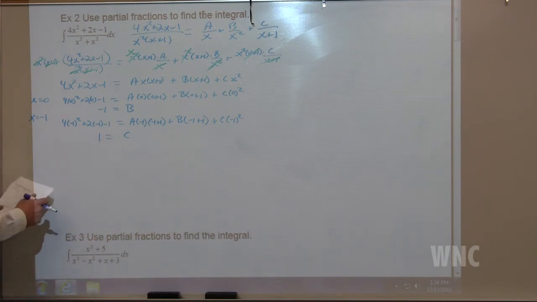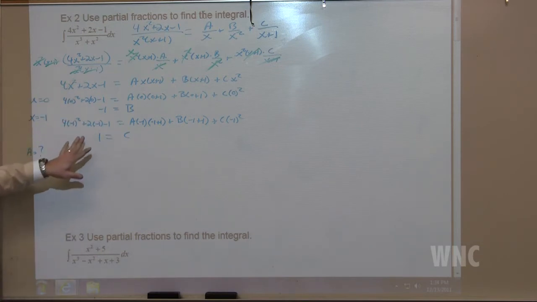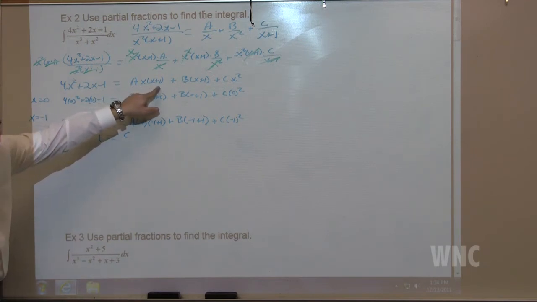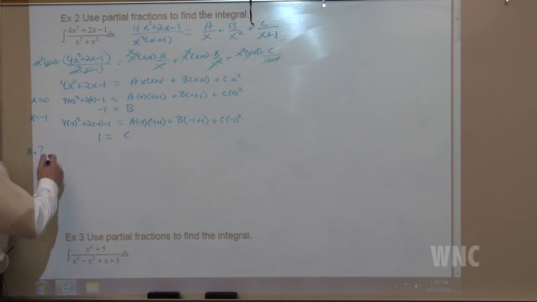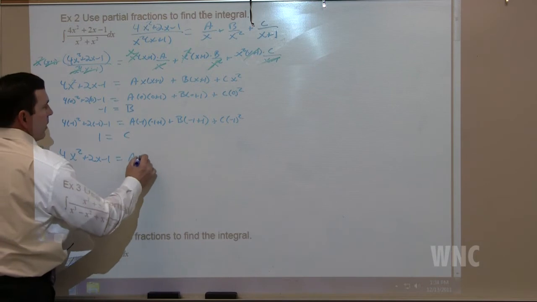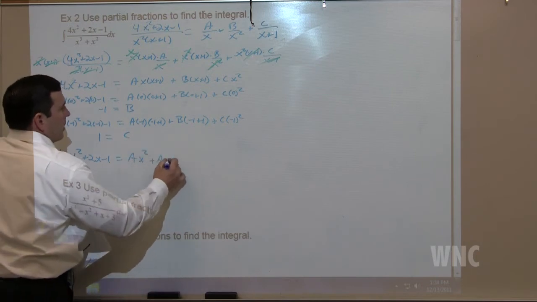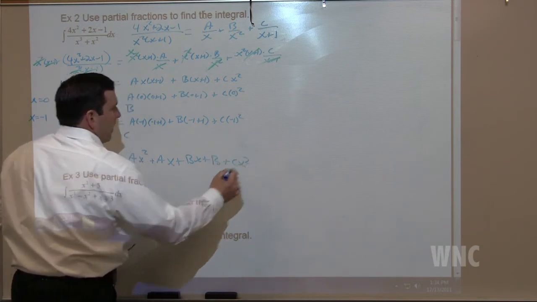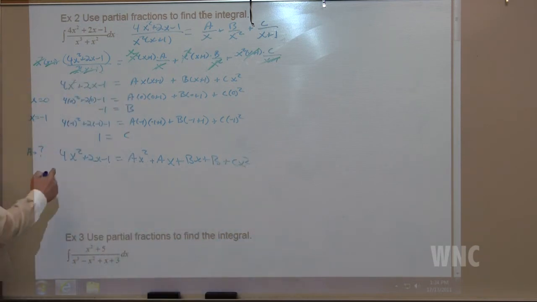So how about A? This is another way to do this problem. I'm not going to restart it. But for finding A, notice that you have Ax times (x plus 1). You have 4x squared plus 2x minus 1 equals Ax squared plus Ax plus Bx plus B plus Cx squared. We can collect the coefficients now.